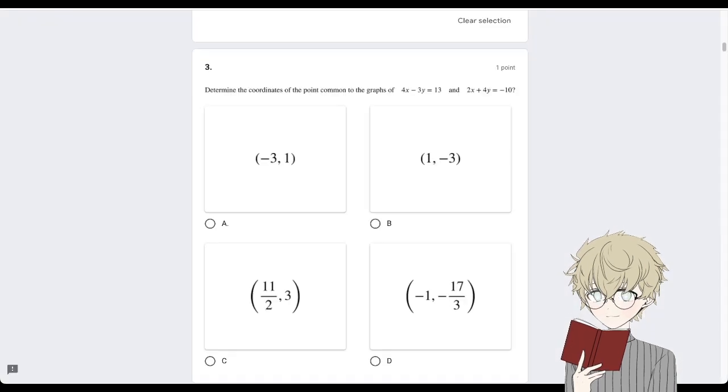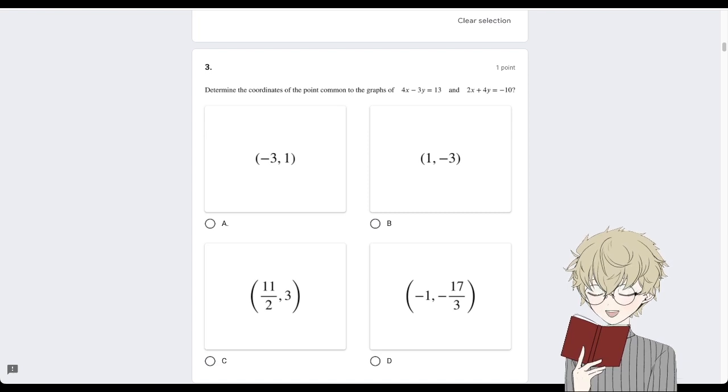Next, question 3. Determine the coordinates of the point common to the graphs 4x minus 3y equals 13 and 2x plus 4y equals negative 10. Now identify what this is. This is simultaneous linear equations. What does that mean? Basically a lesson where you learn how to find the same point in two different linear graph equations.